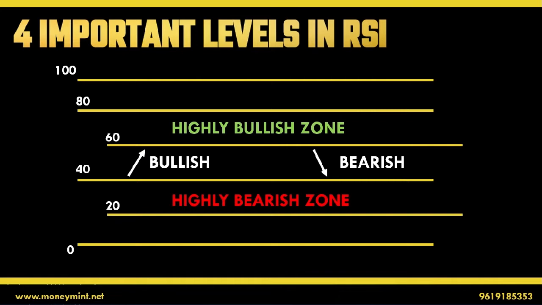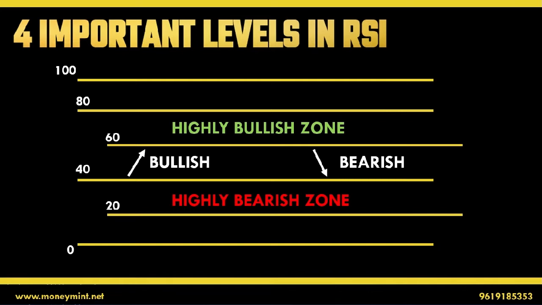When the market crosses 60 and heads toward 80, that is a very bullish zone. When the market breaks 40 and heads toward 20, that is a very bearish zone. In between, 40 and 60 are the trend decider levels. When the market moves from 40 to 60, that is a bullish zone. When the market moves from 60 to 40, it's a bearish zone. So once you understand these levels, you can get a very big move at proper entry using RSI.